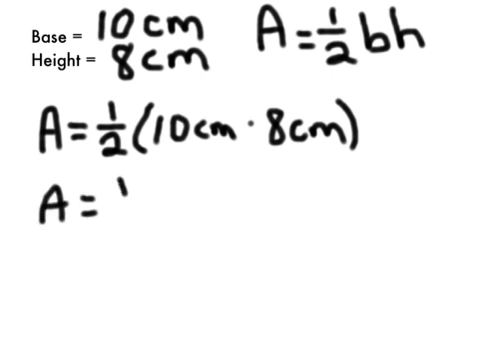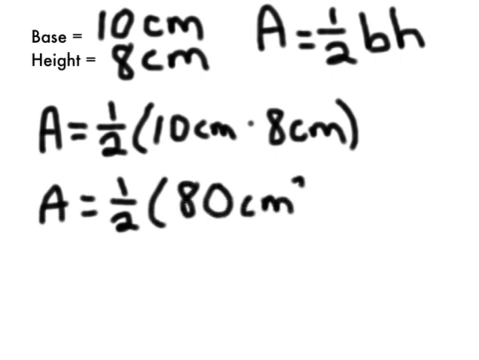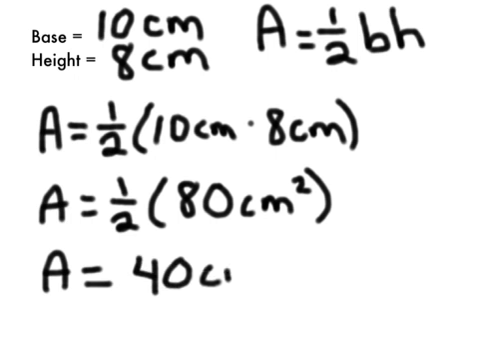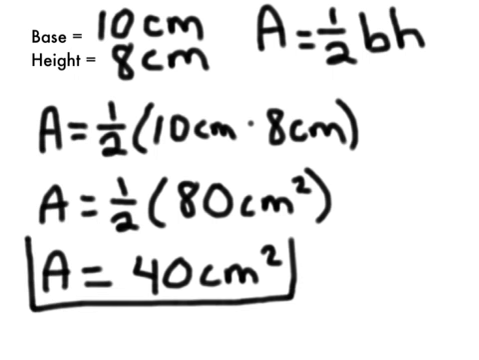Area equals 1/2 times 80 centimeters squared. This is area. Don't forget to square the centimeters. Whenever you multiply centimeters times centimeters, you always get centimeters squared. And then area equals 80 centimeters squared divided by 2, 40 centimeters squared. And there is my answer, the area for number 2.